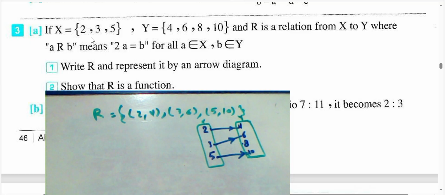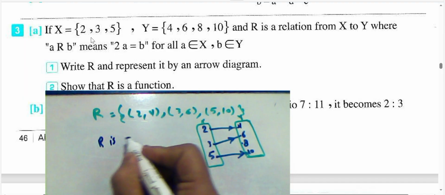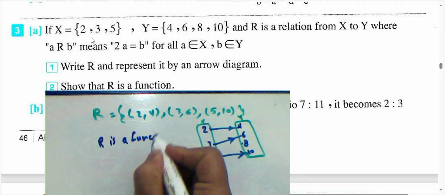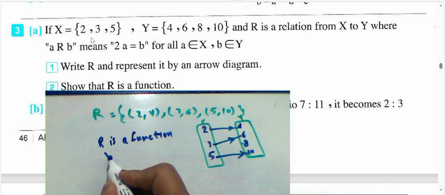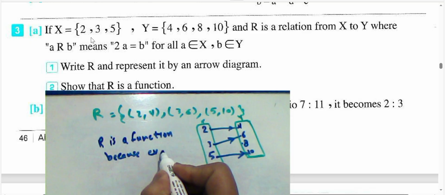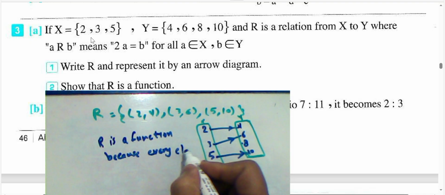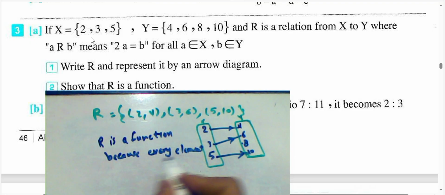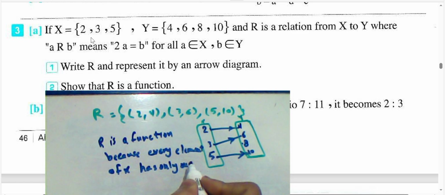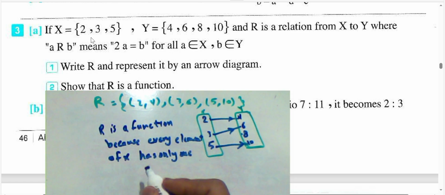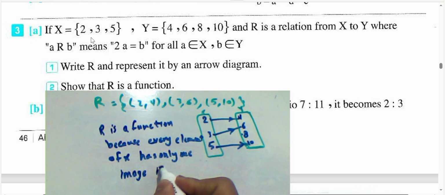R here is a function because each element in X has only one image in Y. Right, here R is a function because every element of X has only one image in Y. Okay, R is a function because every element of X has only one image in Y.